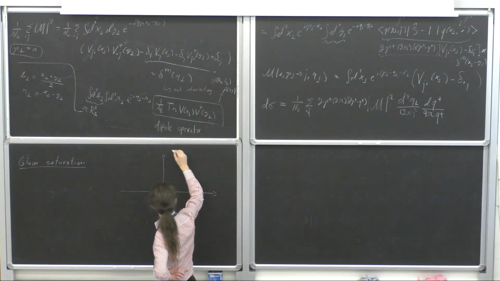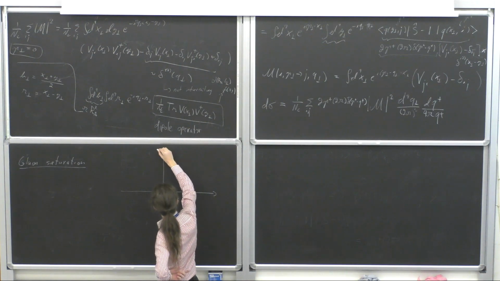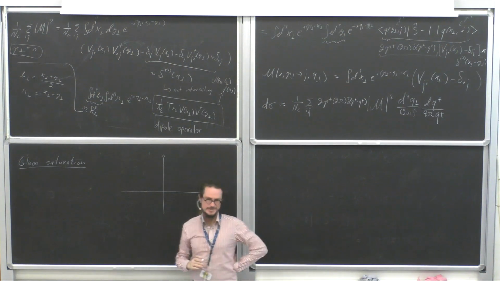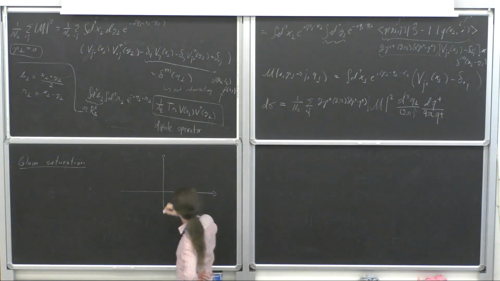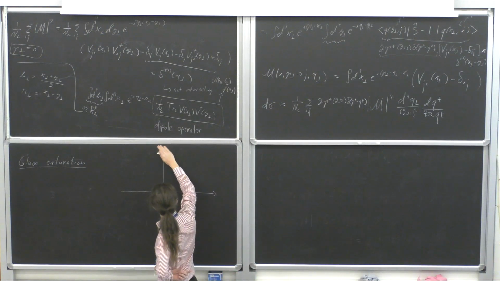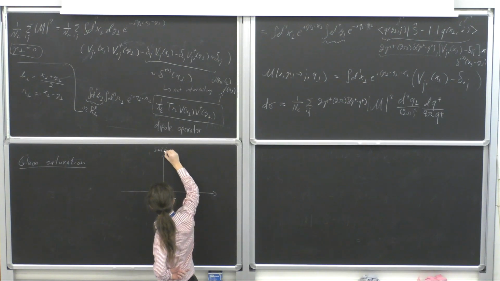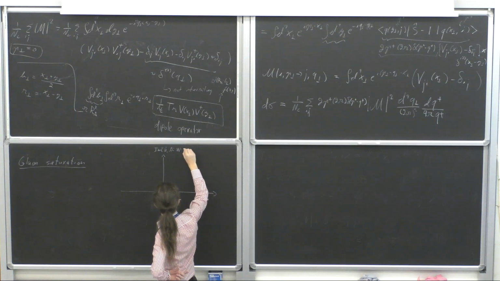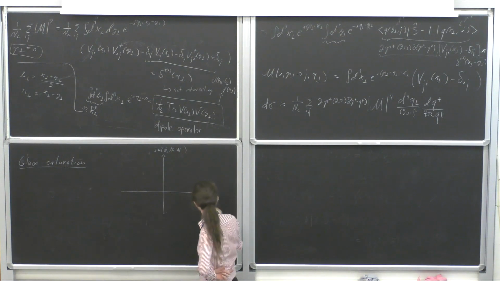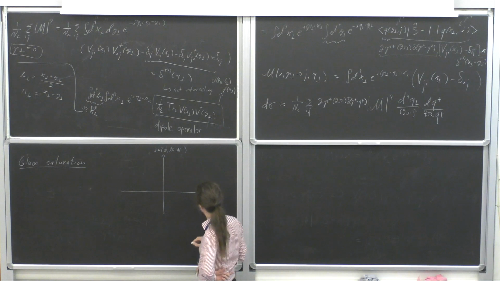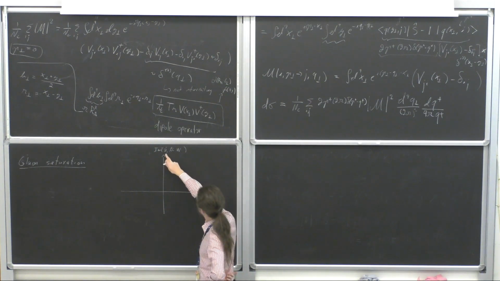So draw the complex plane of the trace of SU(N) matrices. This is the imaginary part of 1 over NC times the trace of any Wilson line, any SU(3) matrix, and this is the real part. First, you can see there's one, so I normalized with 1 over NC.